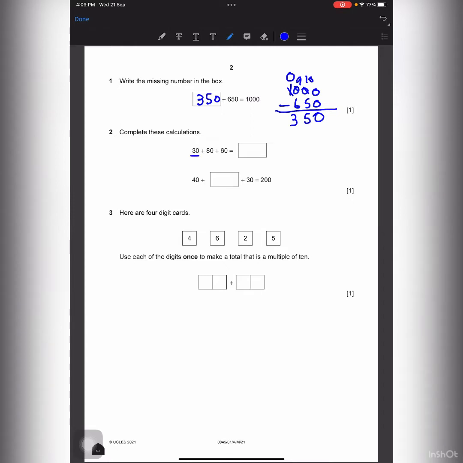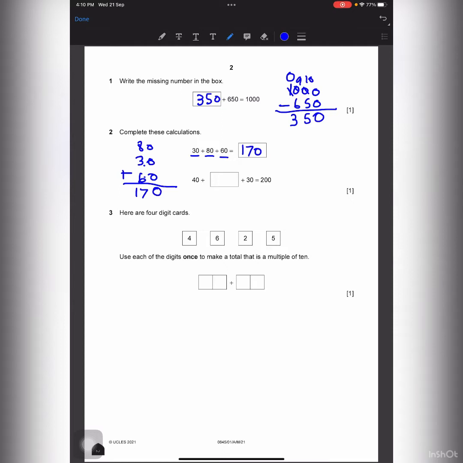So the next question is 30 plus 80 plus 60. So we're going to write this question down, 80, 30, and 60. And we need to add this. So the 0 will stay the same. So 6 plus 3, 6 plus 3 is 9. So then 9 plus 8, that will be 17. So 170 is our answer.